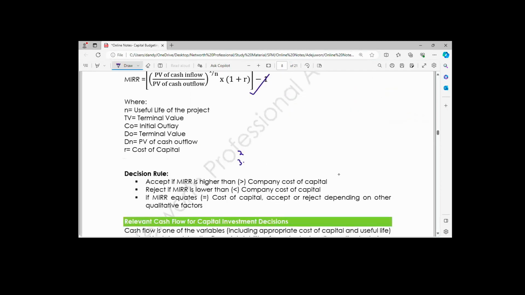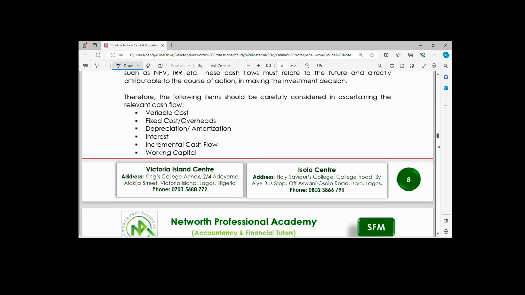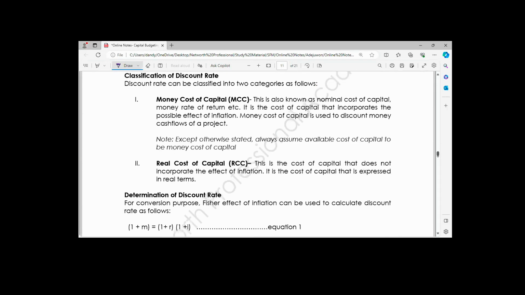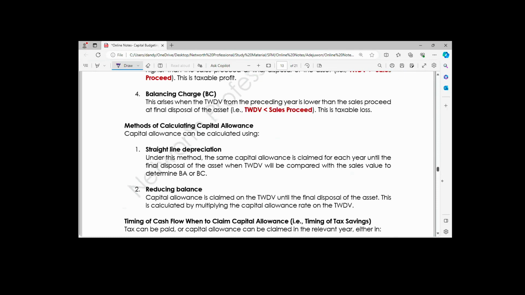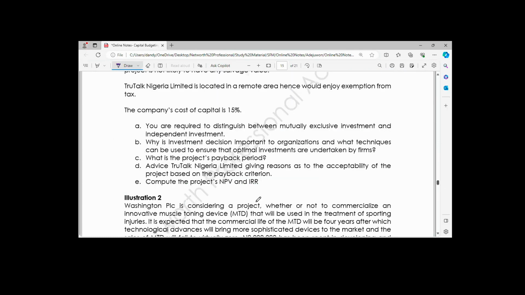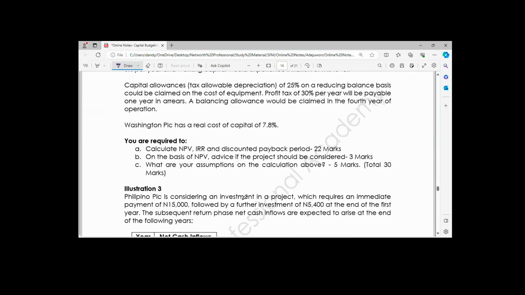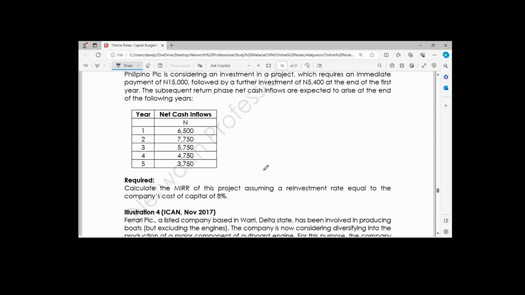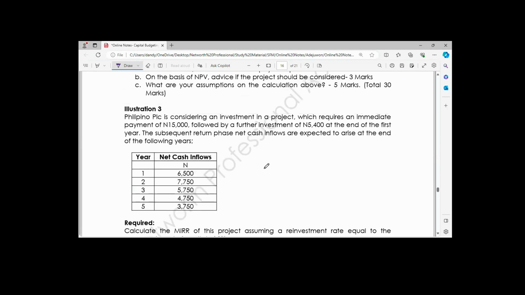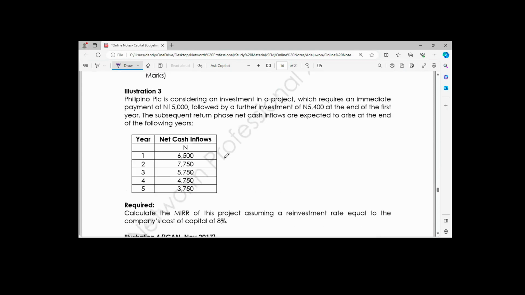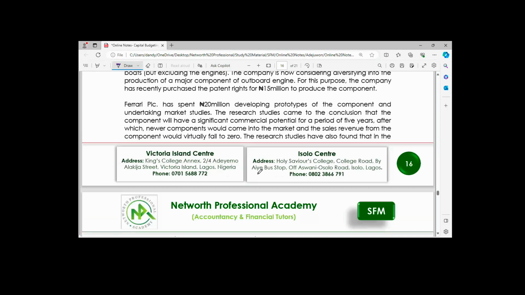So let's practice that. Let me see. I think I have illustrations on this. Let me find a small illustration for that. Okay. Yes. Let's solve this question on illustration number 3 to demonstrate the modified internal rate of return. Illustration number 3. Let's go through it together.